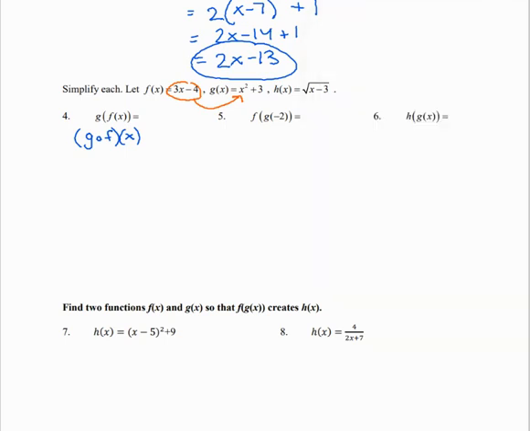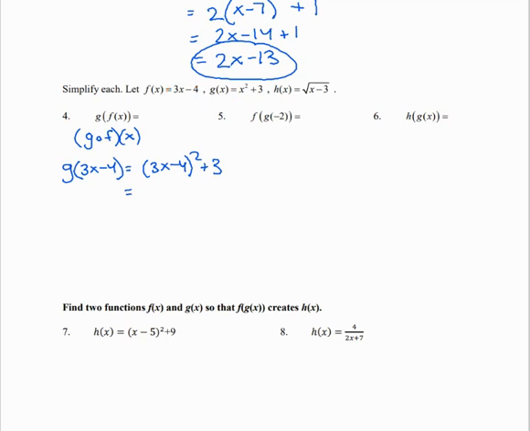Let's do that out. So we have g of 3x minus 4 will equal 3x minus 4 all squared plus 3. So you go ahead and actually simplify that and come up with an answer.